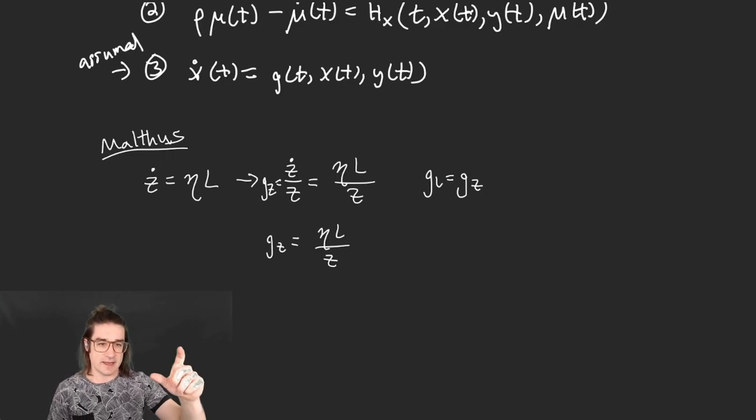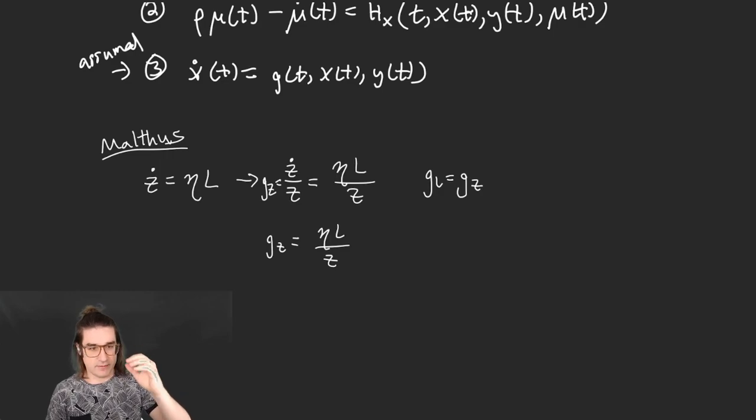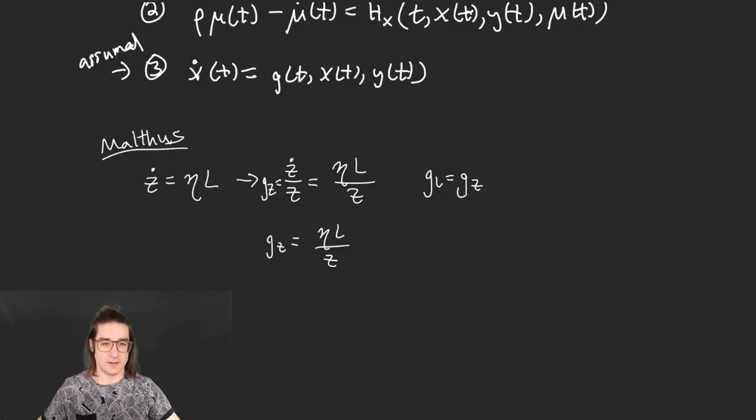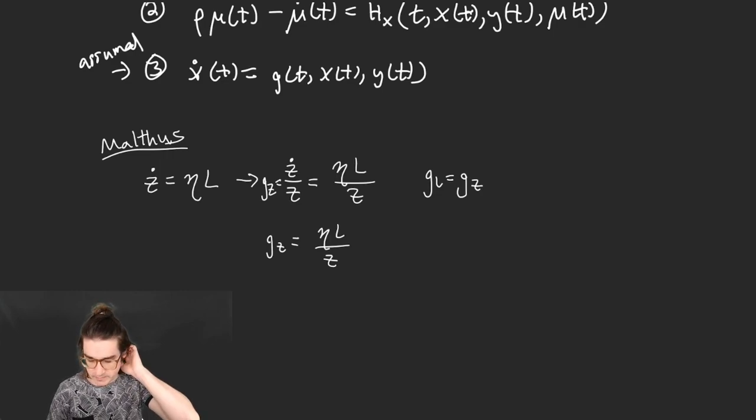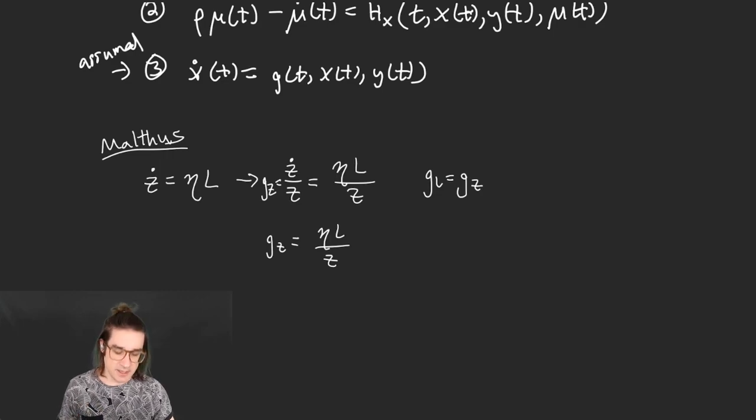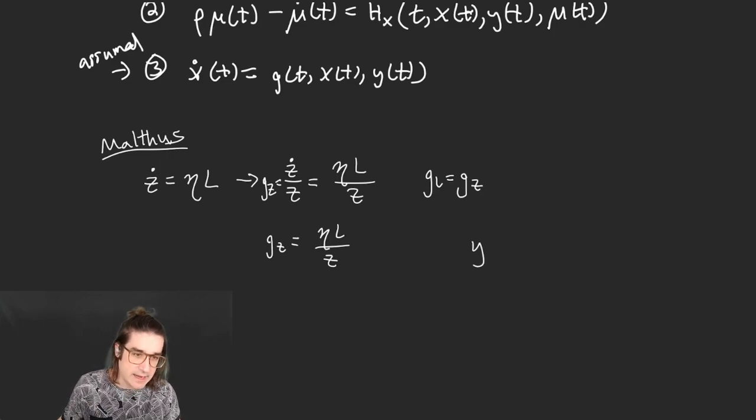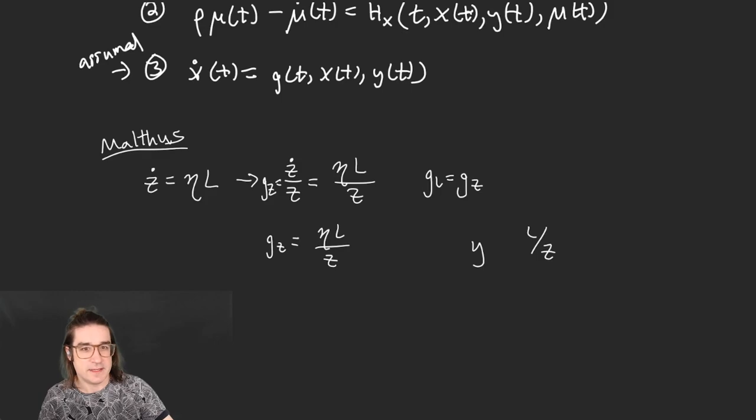The inverse is that you have not very advanced technology, but a ton of people. You're going to get huge proportional growth in technology because you have so many people working on it. So that ratio tells you about the growth rate. If you have more people relative to technology, you're going to have a high growth rate, and vice versa. That's just reflected in the algebra. So now your state is essentially Y and this relative value of L and Z.